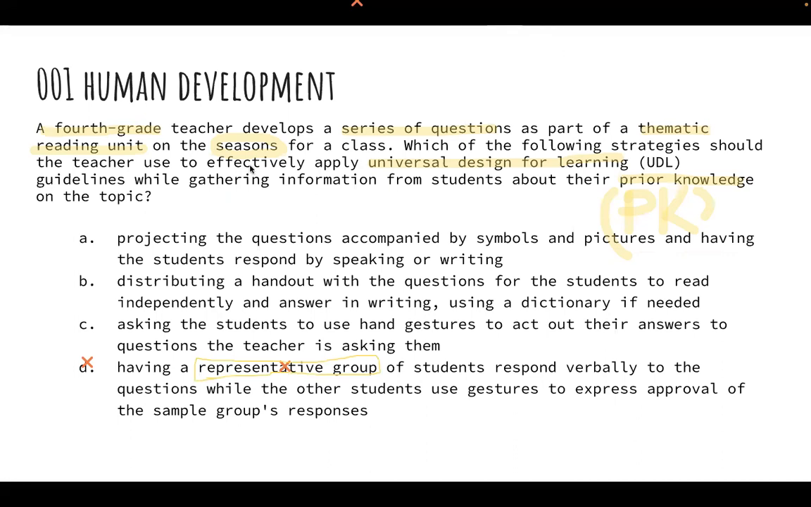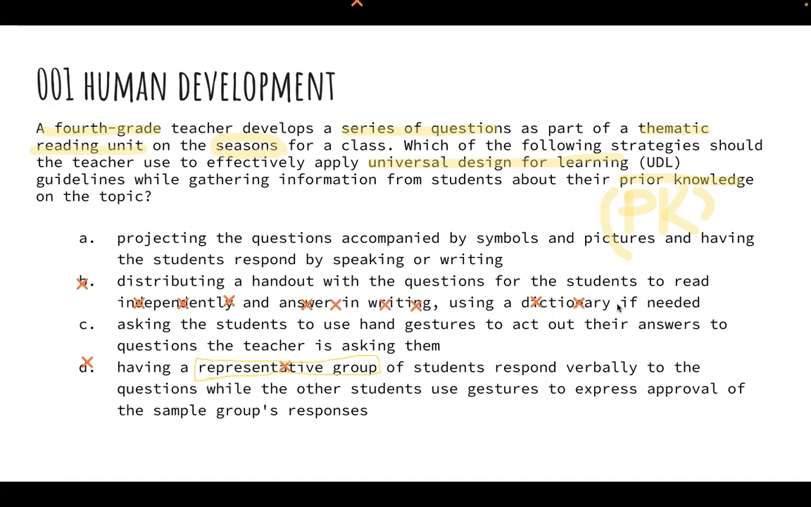B, distributing the handout with questions for the students to read independently with no help, answer in writing. They're in 4th grade, and then also use a dictionary if needed. Okay. B is out. I don't think it's appropriate, and I don't think it's the best for all of our students. Not everybody's an amazing writer at 4th grade. So we're left with A and C.